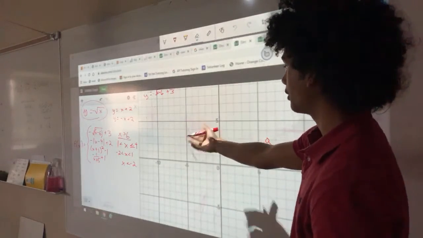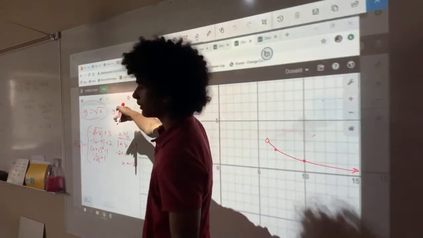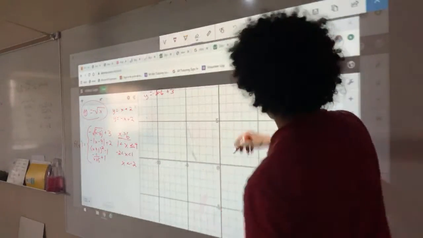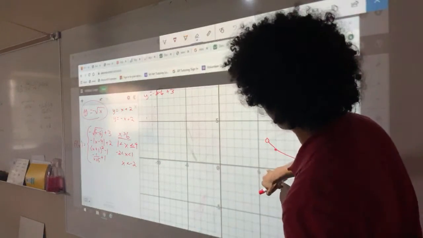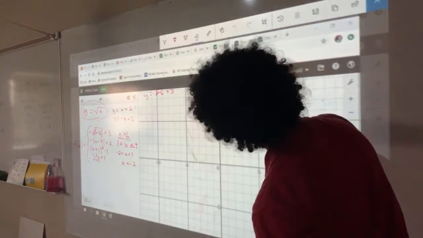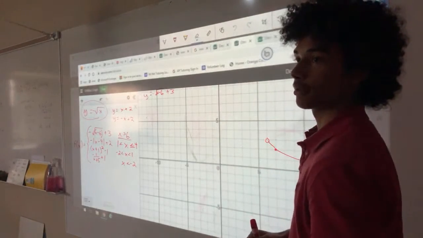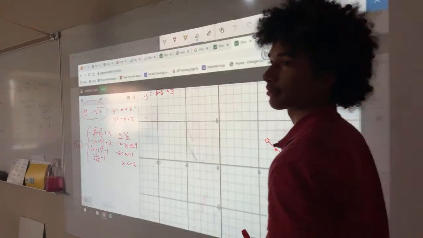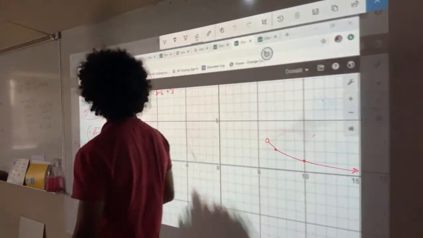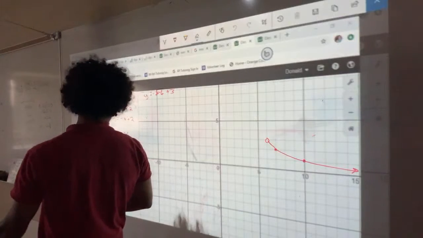And then apply the restriction. It says that x is greater than 6, not greater than or equal to. So we look for 6, right? X equals 6 is right here. So we go up to meet the graph, and then boom, open circle. That's our first graph. Everybody good so far? Yes. All right, good.